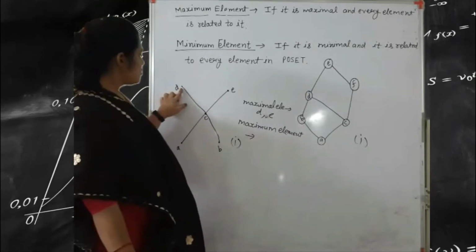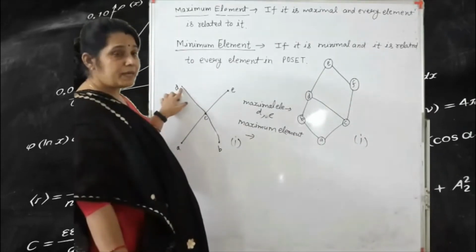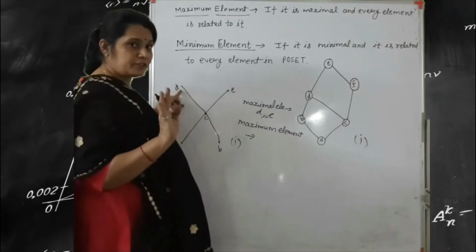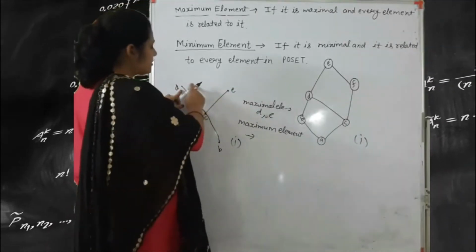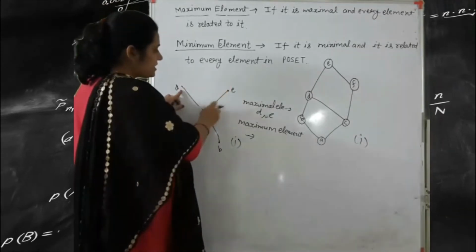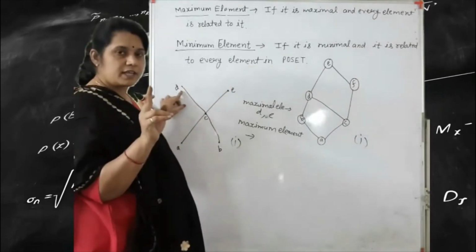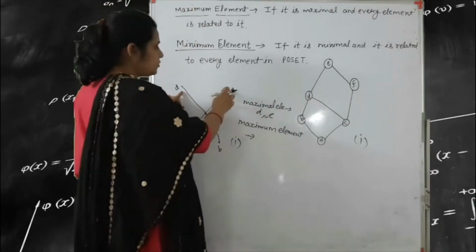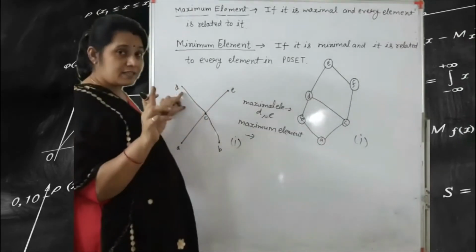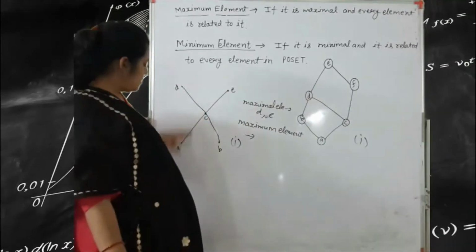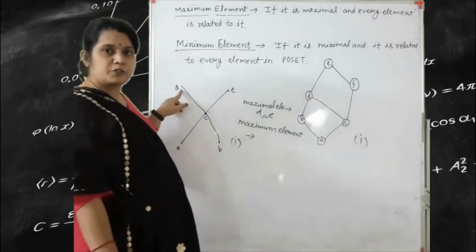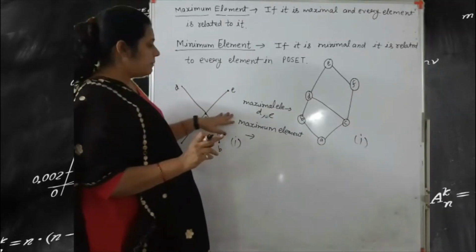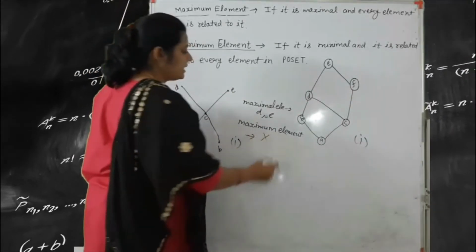But if we choose D as a maximum element, A, B, C are related to D, but E is not related to D. Why? Because if E were related to D, it would go downwards, but this is not valid according to your Hasse diagram, because a Hasse diagram always goes bottom to top, and C is related to E but E is not related to C, because of the antisymmetric property. So A, B, C are related to D, but E is not related to D. That means here the maximum element is what? There is no maximum element.